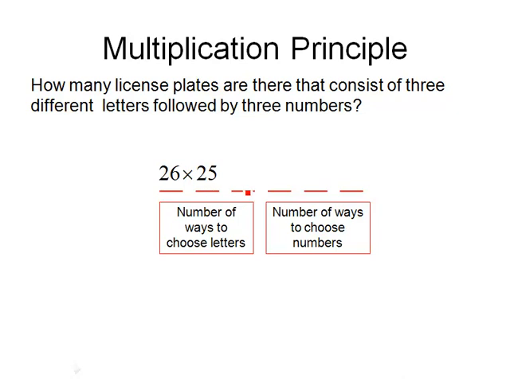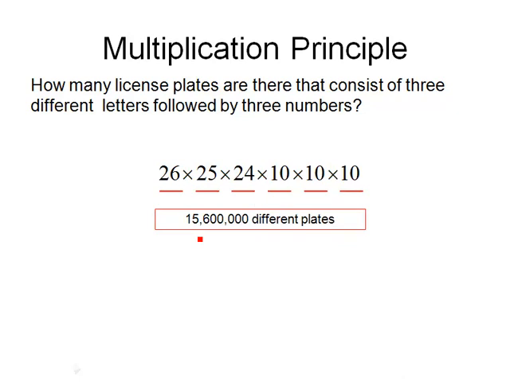And on the third letter, we'll only have 24 things to choose from because the first 2 letters have been eliminated. Now when we come to our numbers, though, we still can choose from 10 numbers. So we get times 10 times 10 times 10 because we're not eliminating any of the numbers. It didn't say those had to be different. So when I multiply these all together, I get 15,600,000 different license plates.